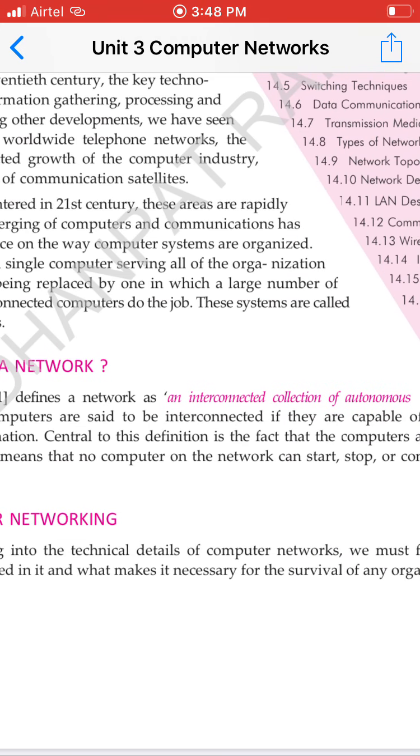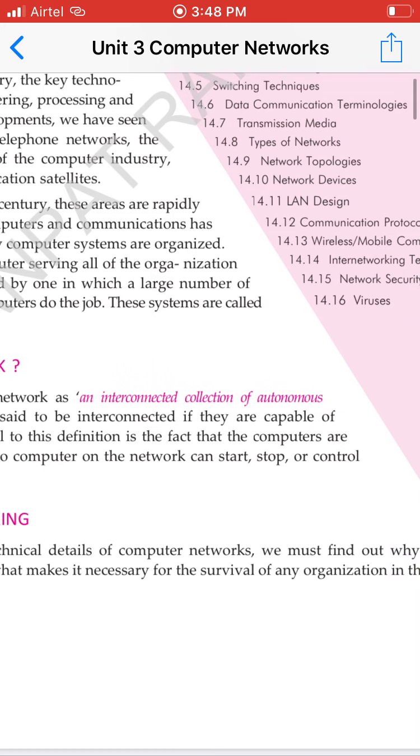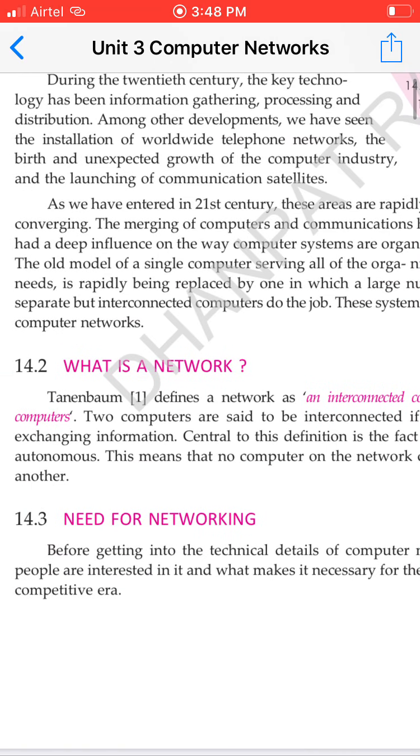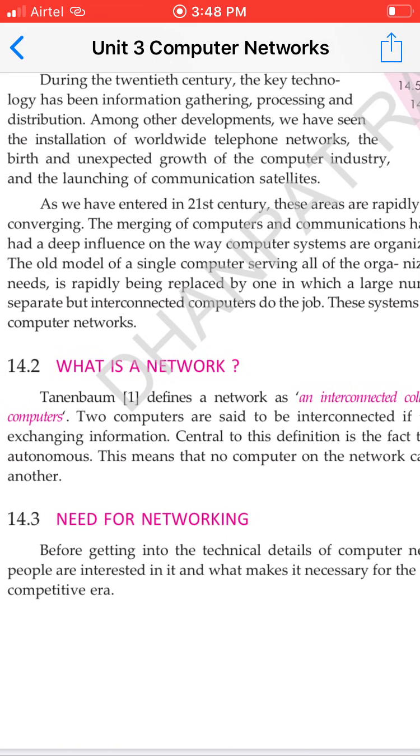Interconnected means they have to be connected to each other. The connection can be a wired connection or it can be a wireless connection. Autonomous means they are of same kind. No computer can have a control of another computer. They are autonomous of same kind. Technically or physically, they are autonomous. So this is network.